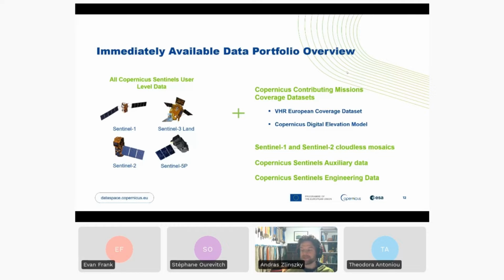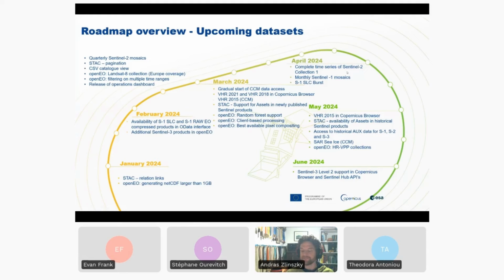So all this data is there for immediate access, including both download and processing. And right now we are in the process of updating with Copernicus Contributing Missions datasets, including a very high resolution European coverage dataset. The Copernicus digital elevation model is already online. We are producing cloudless mosaics. Sentinel-2 is already there. Sentinel-1 is in the pipeline. And also auxiliary data and engineering data for those who want to perform their own geometric or radiometric correction. This is also available inside the data space.